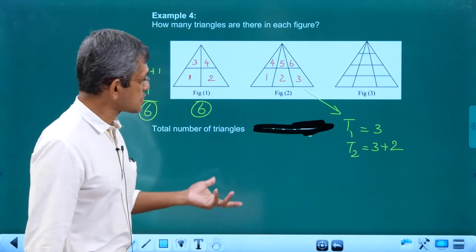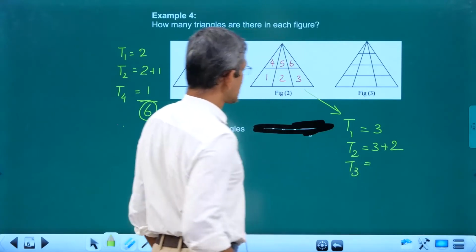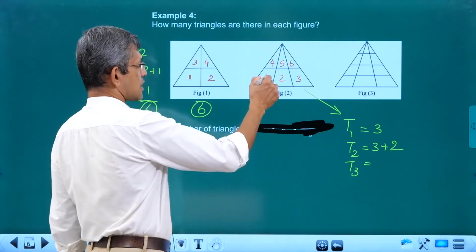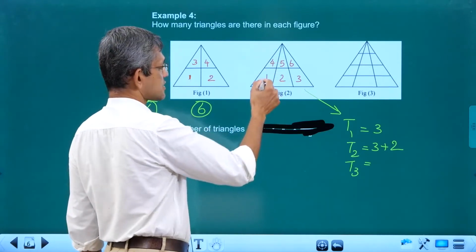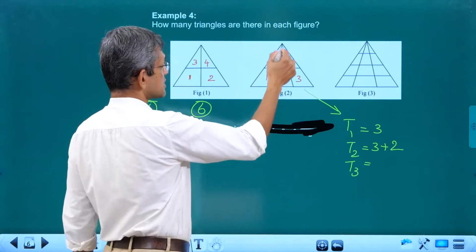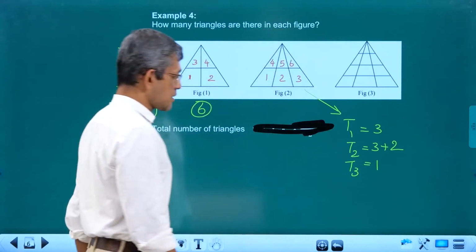How about 3 pieces together? Any 3 pieces? Let's check it out. Is there a possibility? Well, if you take 1, 2 and 4, that's not a triangle. If you take 1, 4 and 5, it's not a triangle. But if you take 4, 5 and 6, that's a triangle. So 1 piece.